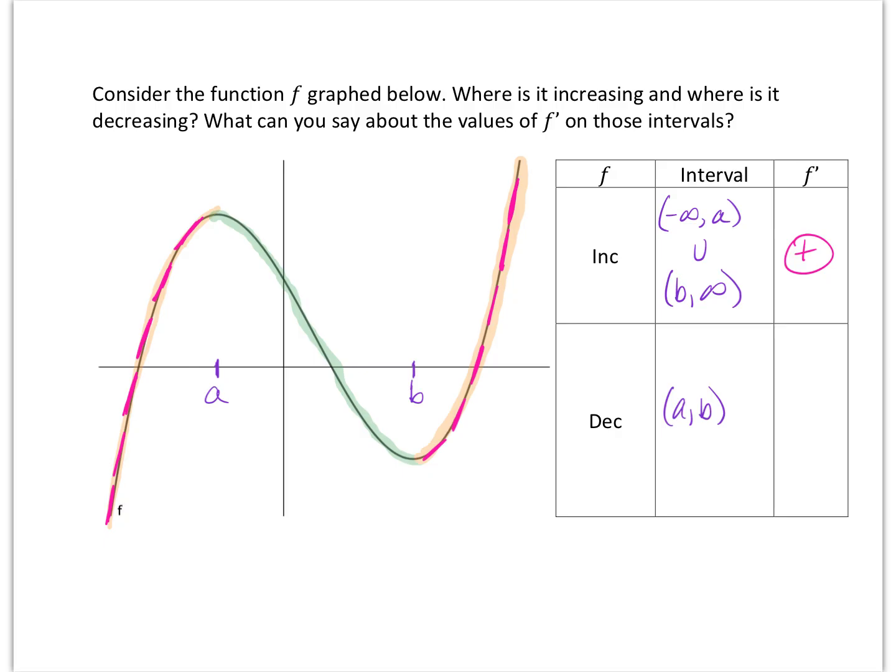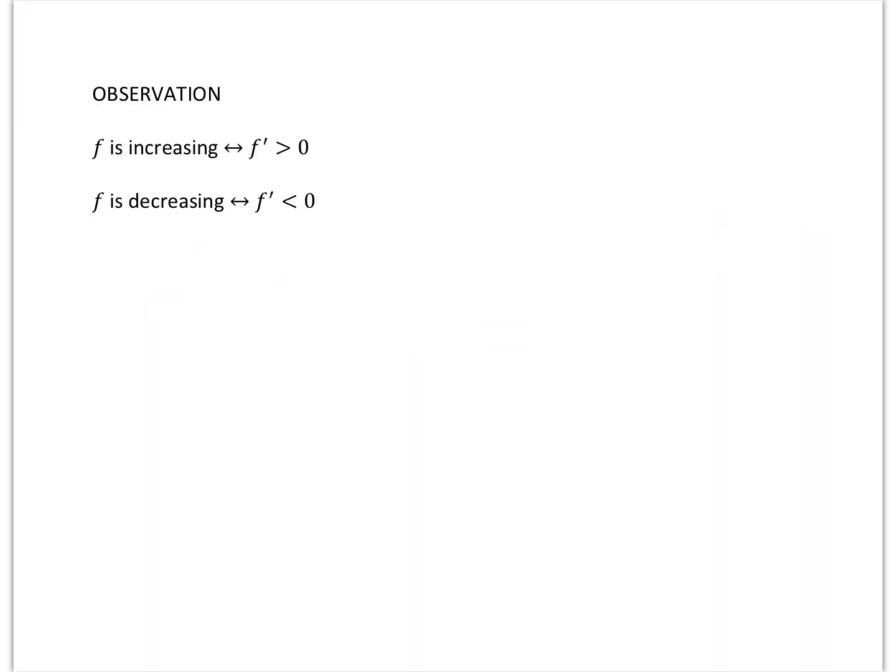And then in the decreasing region, if I draw tangent lines, they all have a negative slope, which means that f prime, which represents the slope of the tangent line, is negative when f is decreasing. So our conclusion of this observation is that f is increasing when f prime is positive and vice versa. When f prime is positive, that means f is increasing. And f is decreasing if f prime is negative and vice versa. If f prime is negative, f is decreasing.